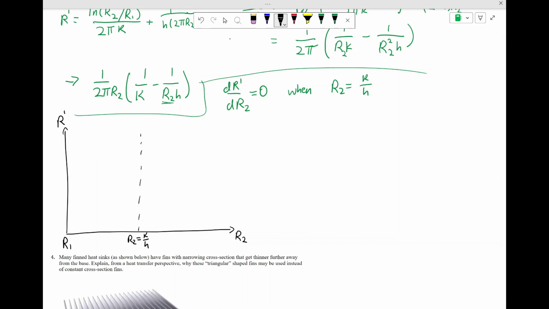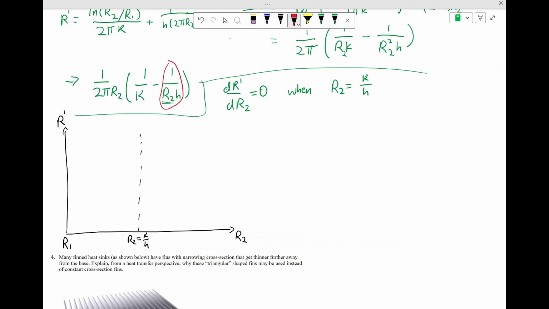So let's ask what happens if R2 is less than K over H. In other words, we're on the left-hand side of that curve. If R2 is less than K over H, then the denominator of this second term is going to be smaller than the first term.